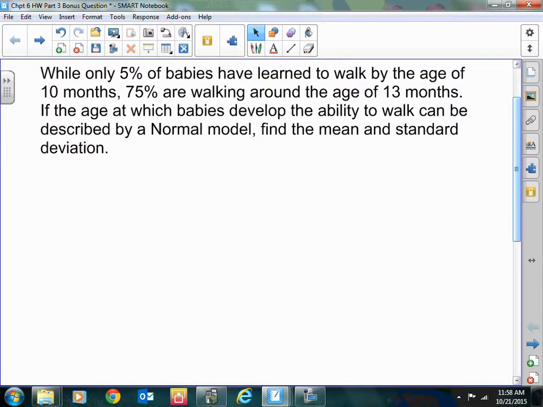While only 5% of babies have learned to walk by the age of 10 months, and 75% are walking around the age of 13 months, we want to then know, using that information, find the mean and the standard deviation. I'm going to show this to you two ways. One is kind of a common sense way. I'll do that first, and then the people can get going and working on it.